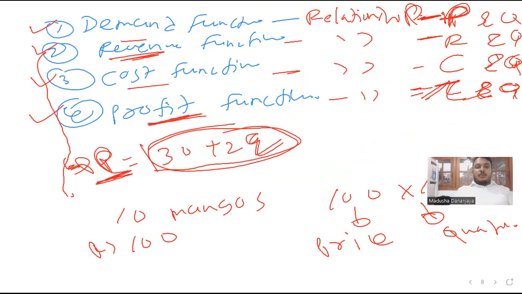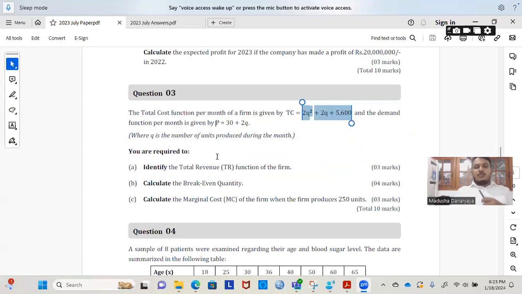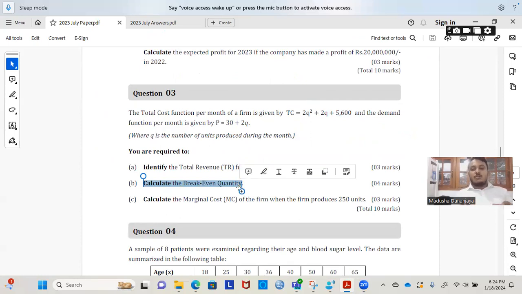Now see the paper. Now see the question. In this question, you are asked to derive only the revenue function. But for you to get the answer for the second part, part B, definitely you will have to derive the other functions as well, right? You will see why. Now see the second requirement. Calculate the break-even quantity.